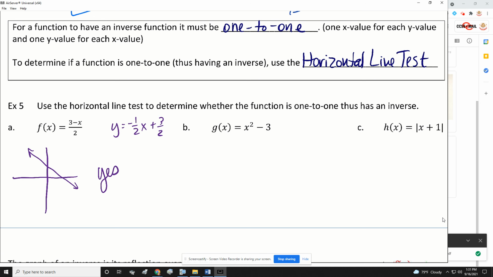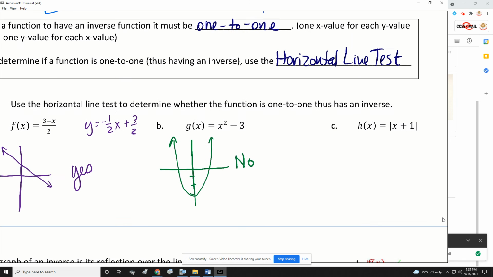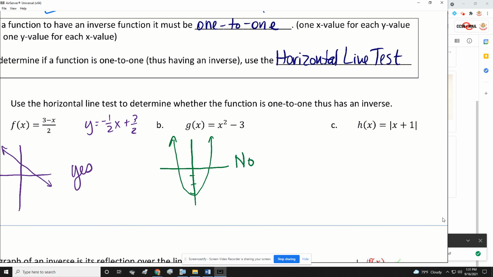Okay, for B, this is a parabola. That should already throw up some red flags. It's shifted down 3, so it looks like this. It's going to fail the horizontal line test, so it is not 1-to-1, and it would not have an inverse function. And then this one is absolute value, so it's a V graph that shifted to the left one. So it's also going to fail. If I drew a horizontal line, boom, it's going to cross it in 2 places. I didn't draw the line, but it fails also. So those are both no and no.